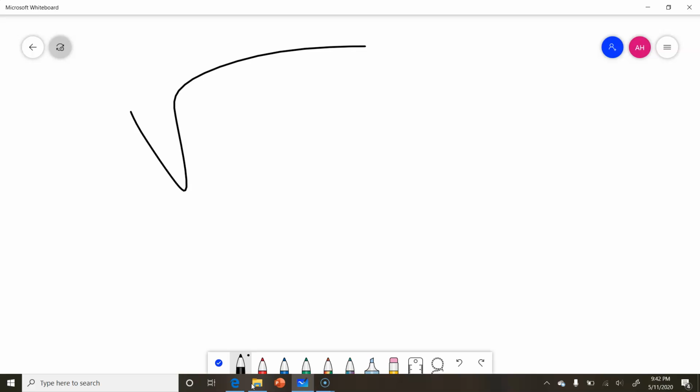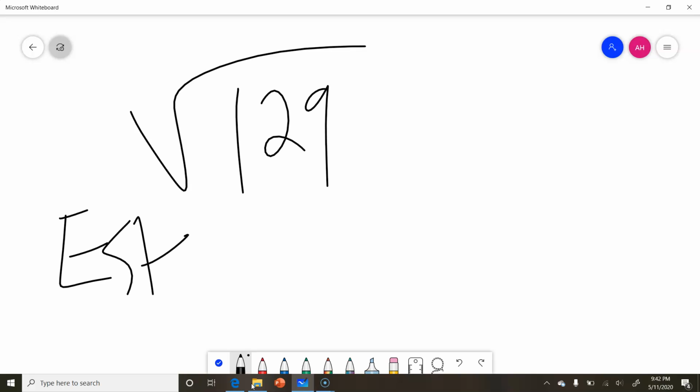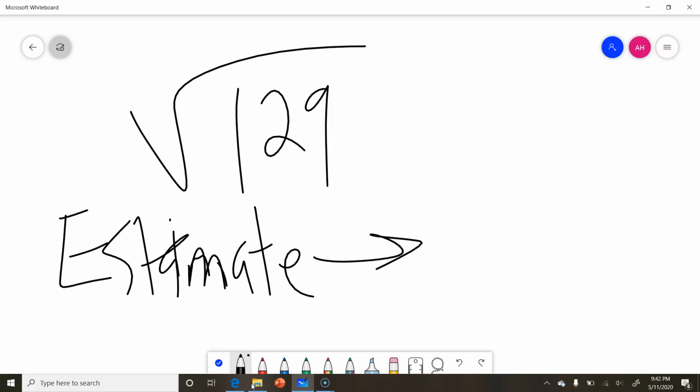Then, this is where it's fun. We just use our calculators, right? If they say estimate, I want you to just use your calculator. Estimate. Can't spell that, but they say estimate. You would just type in your calculator.